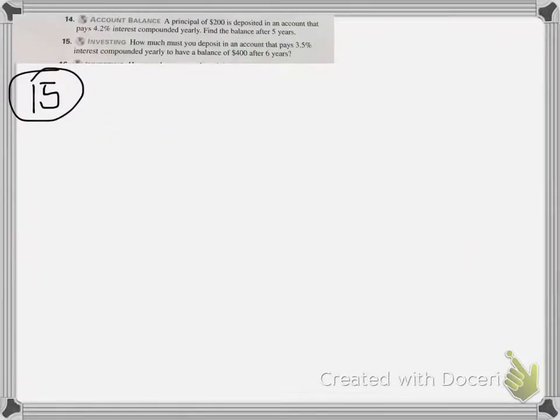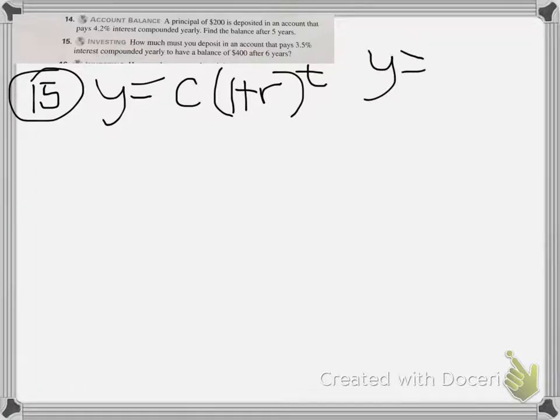Now, in number 15, we're using the same formula for exponential growth. Y equals C times parentheses 1 plus R to the power of T. I'm going to find our variables. Our problem says, how much must you deposit in an account that pays 3.5% interest compounded yearly to have a balance of $400 after 6 years?